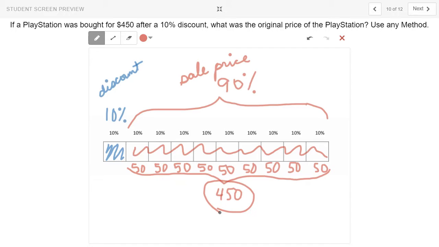So that's $450 in 9 boxes. 450 divided by 9 is 50. That means each box represents 50. So this over here equals 50 also. So what's the original price? $500. Actually, let me change that to maybe the blue, just so we can look at color. So that section also represents 50, but I'm going to write in green the final answer. The original price of the PlayStation is $500.